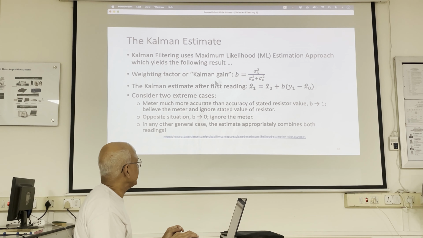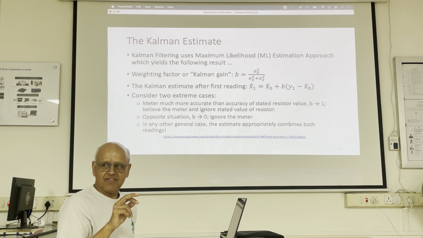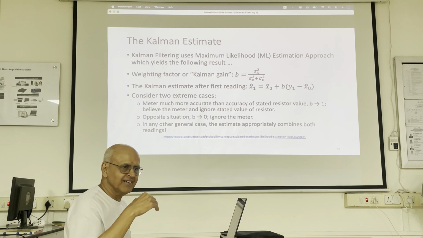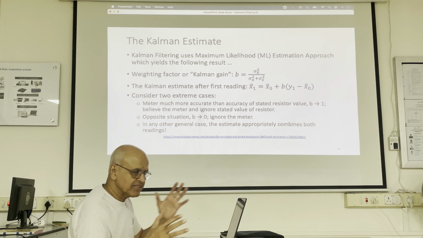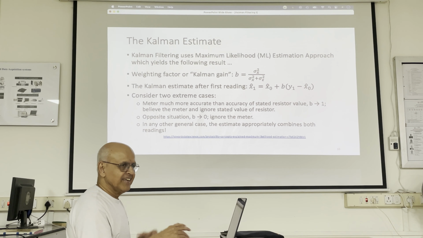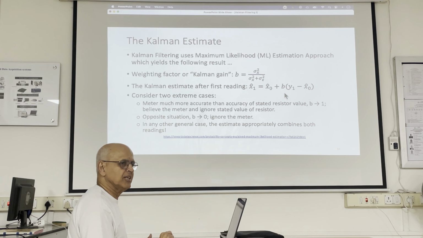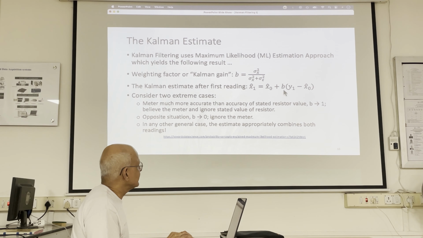And depending upon B, I'll trust one more than the other. In general, you will not have a situation where you say throw away the meter or throw away the manufacturer's result. You'll be somewhere in between. It's always going to be somewhere in between, right? In practice, it's going to be somewhere in between. Why would you go with a meter that's completely useless? Unless it's broken. So this is the way to combine the two. This is sensor fusion. You're seeing sensor fusion in one dimension by Kalman theory. So the new value is the old value plus a correction here.